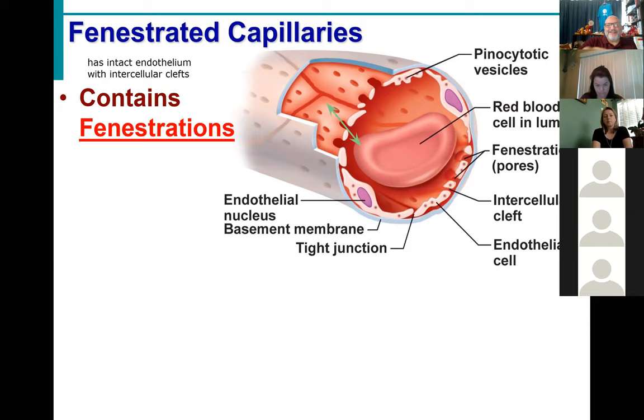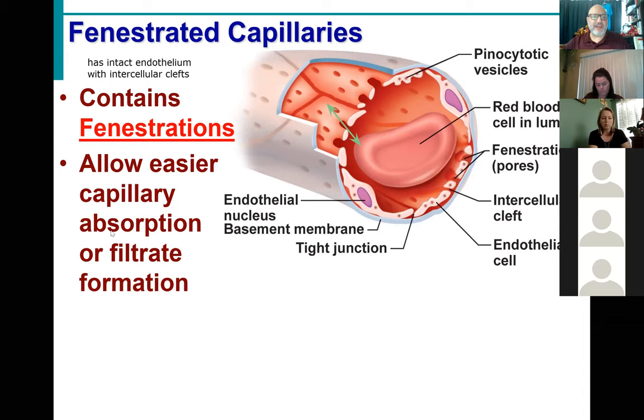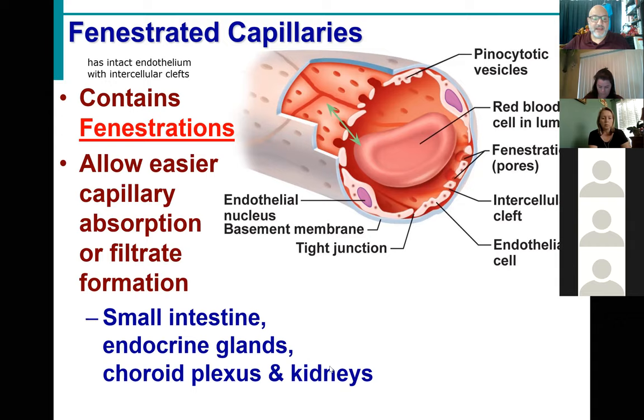But in that filtering process, this allows larger proteins, larger molecules to get in and to get out of that blood vessel. But again, is that pesky red blood cell going to be able to sneak out of here in this particular case? Can a red blood cell sneak out of a fenestration? No. No, of course not. And again, we wouldn't want it to. So again, these allow for easier capillary absorption and filtration, like in the digestive system, like in our kidney, and in some cases, like our endocrine glands, where we're going to produce hormones, large hormones can get in that way.